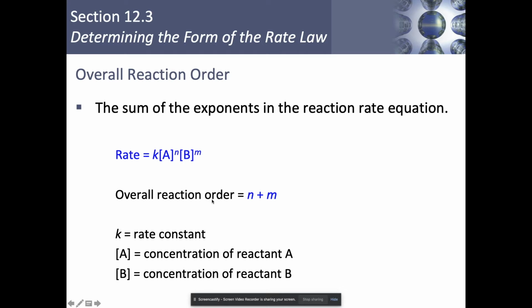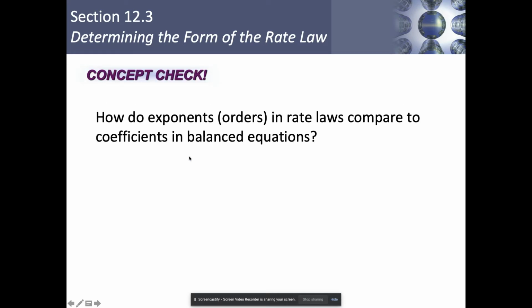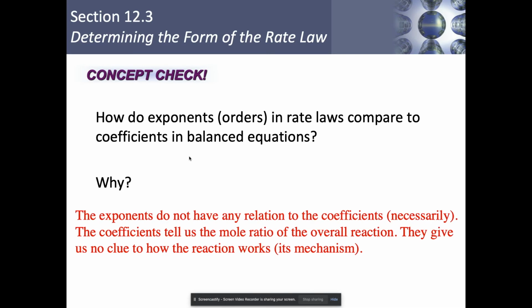The overall reaction order is all your exponents added together, but you could be asked individually, what is the reaction order with respect to A? What is the reaction order with respect to B? And so how do the exponents in rate laws compare to the coefficients in balanced equations? Hopefully you've heard this now 10 times, right? The exponents do not have any relation at all.